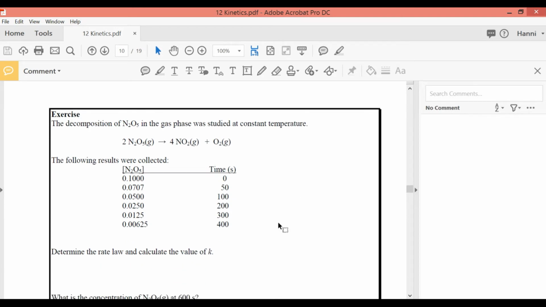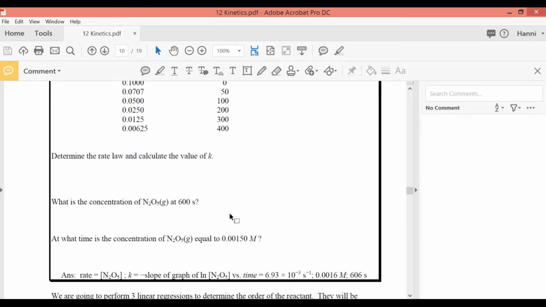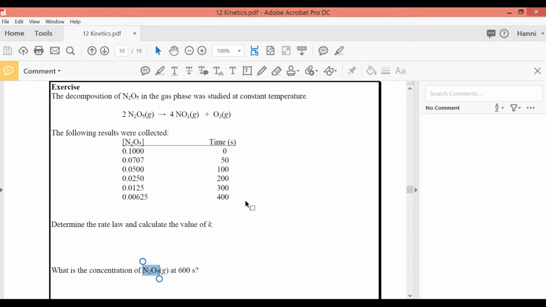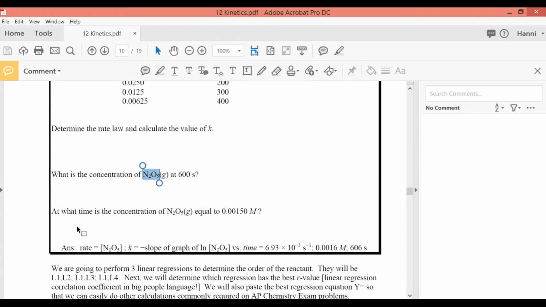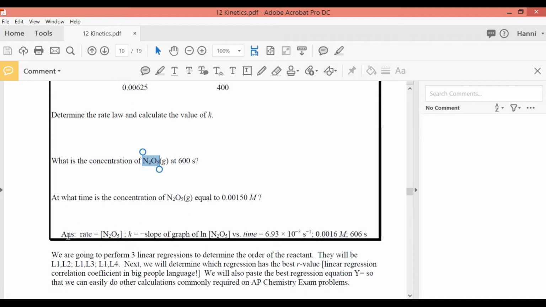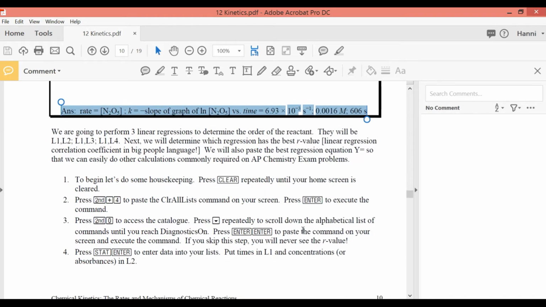Alright, this is the example problem that we will be using. So it wants us to determine the rate law and calculate the value of K. It wants us to figure out what is the concentration of N2O5 at 600 seconds, if we continue to collect data at that point. What is the concentration of N2O5 equal to at a specific concentration? So again, if we continue data points. And then these are our answers right here. So we should get these answers at the end. So we need to perform 3 linear regressions in order to do this.